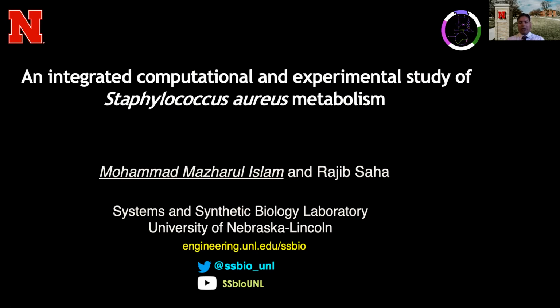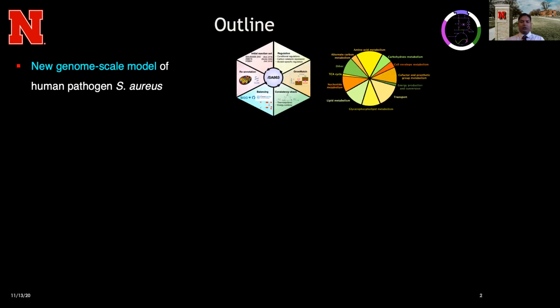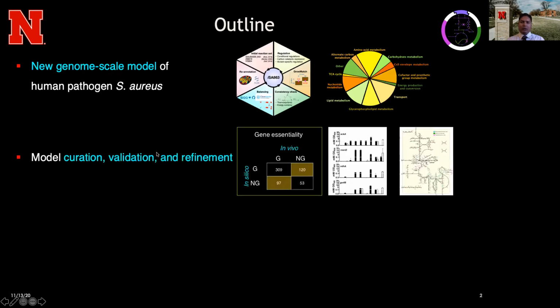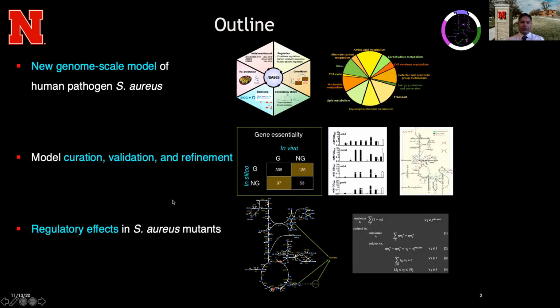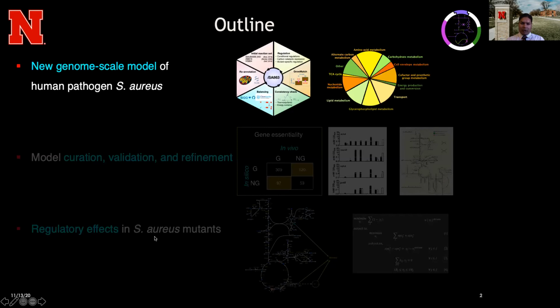In today's talk, I'd like to give you an overview of my recent and ongoing integrated study of staphylococcal metabolism. So I'll start with presenting my new genome-scale metabolic model of Staphylococcus aureus. Then I'll talk about the model curation, validation, and refinements that I have performed. And then I'll mention the currently ongoing study about understanding the regulatory changes in Staphylococcus mutants. Let's start with the model.